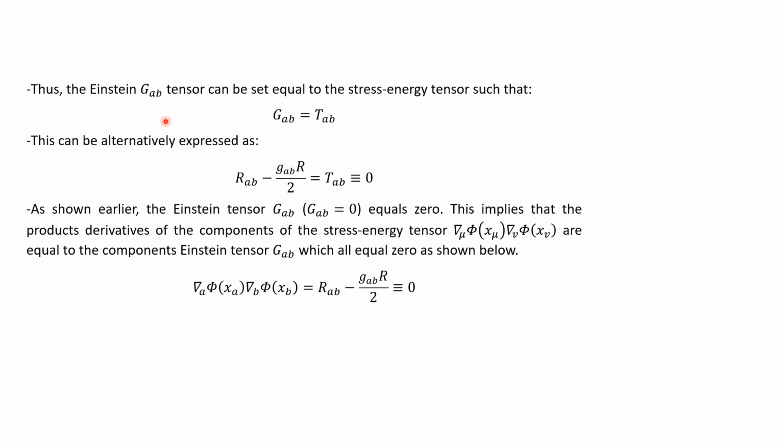Thus, the Einstein tensor can be set equal to the stress-energy tensor, which can alternatively be expressed as we see here. As shown earlier, the Einstein tensor equals 0. This implies that the products of derivatives of the components of the stress-energy tensor are equal to the components of the Einstein tensor, which all equal 0.